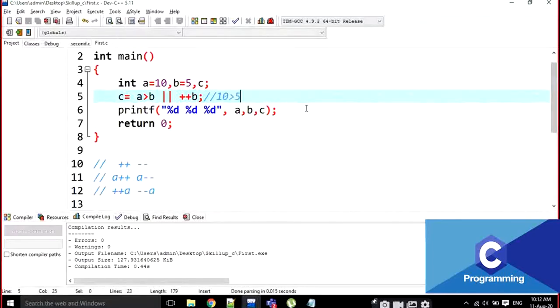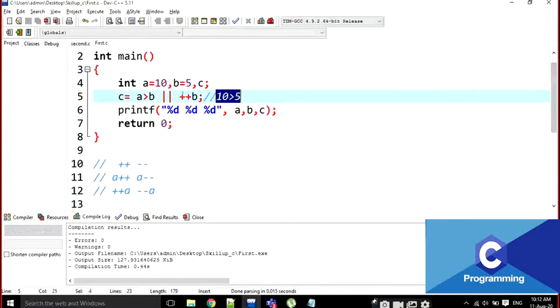What I am telling is, when we are dealing with the OR operation, if the statement is true, it never reaches the next statement. That means the next operation is not yet done. What is the A value? A value is 10. What is the B value? B value is not modified. That's why B is 5. And what is the C value?